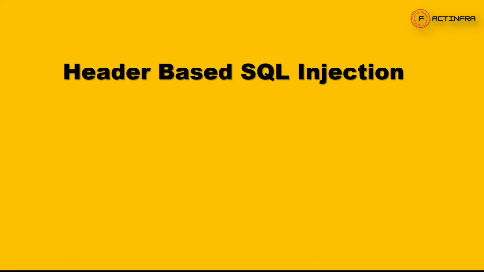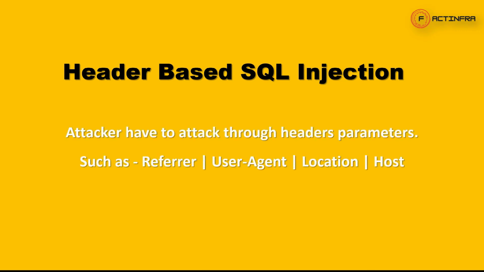Now guys, moving forward, the third injection point is header based SQL injection. Basically, if any web application is vulnerable to header based injection, or you can say header based parameter, then it is a header based SQL injection. The attacker has to attack through header parameters such as the referer header. It can be user agent, it can be location, it can be host. So we are just manipulating the headers.